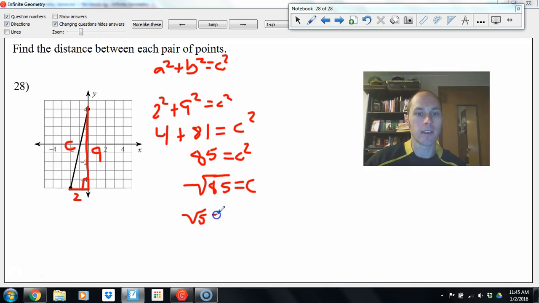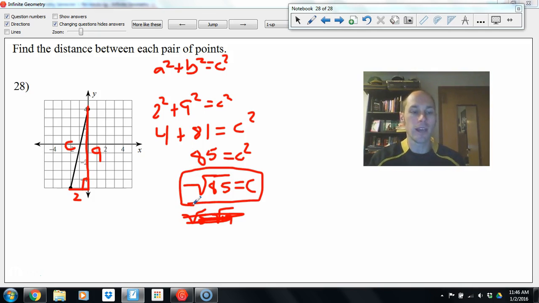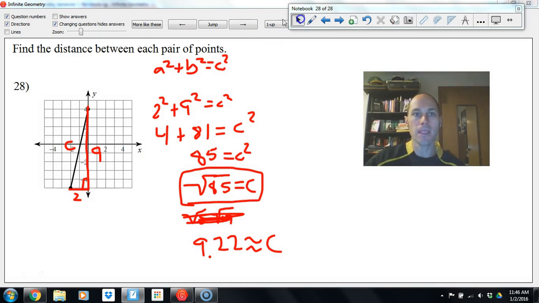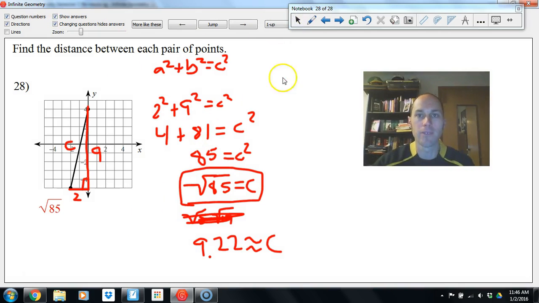So square root of 5 times square root of 17. Neither of those is a perfect square, so we couldn't break it down any further. This would be as simplest as it could get. If I wanted to approximate it and take the square root of 85, I could do that. The square root of 85 is approximately 9.22. That would be an approximation. But you can just leave it as the square root of 85 because that's its exact value.